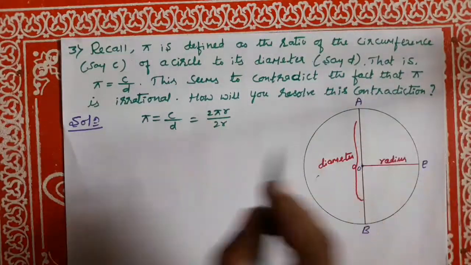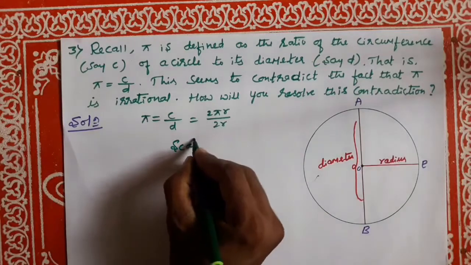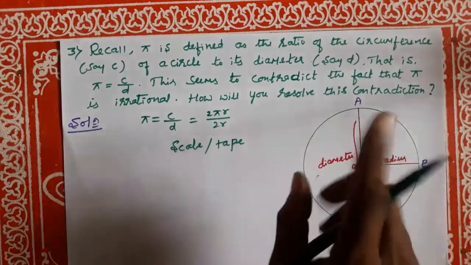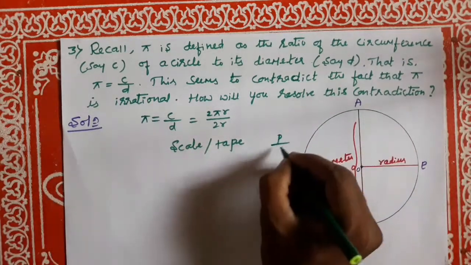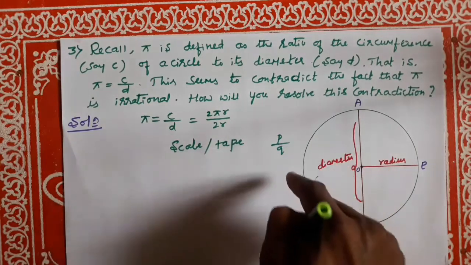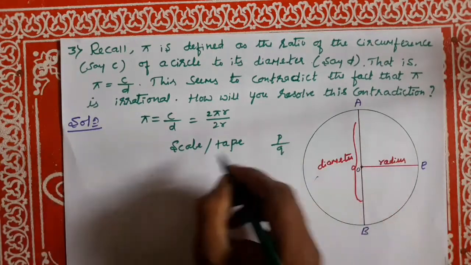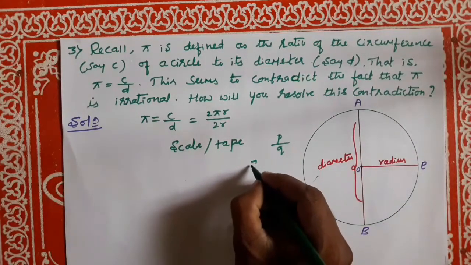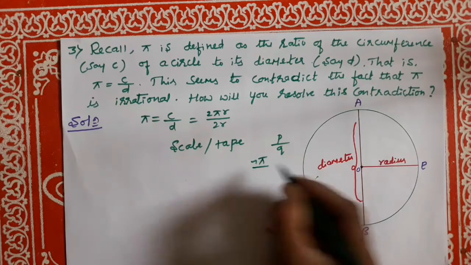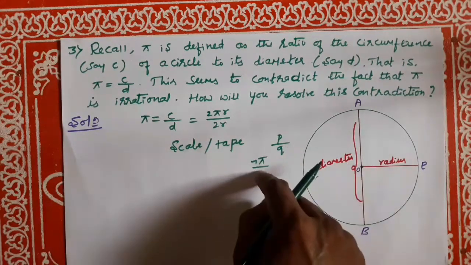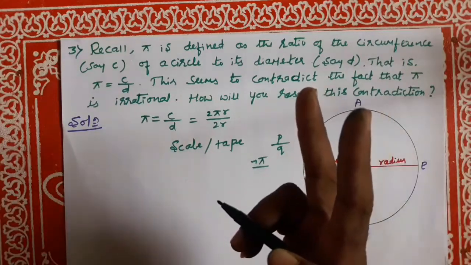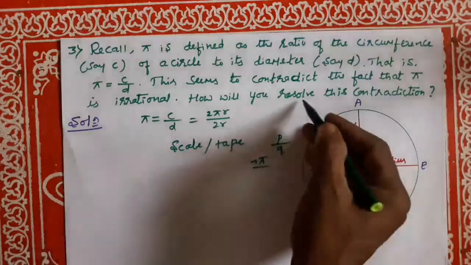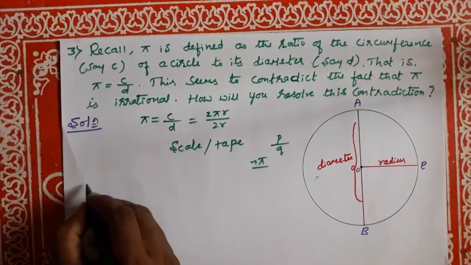Dear students, see, with a scale or tape we get only an approximate rational number as a result of our measurement. That is why pi can be approximately represented as a quotient of two integers. As a matter of mathematical truth, it is irrational. Okay, answer.